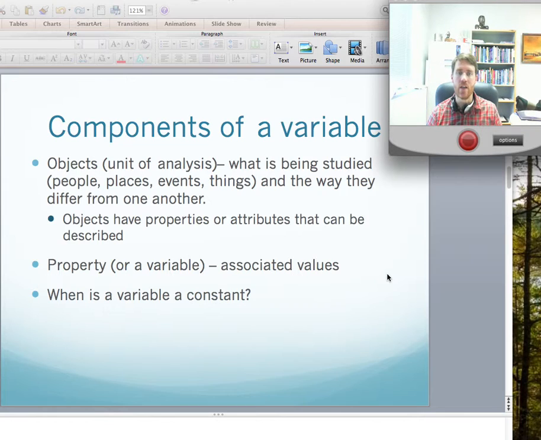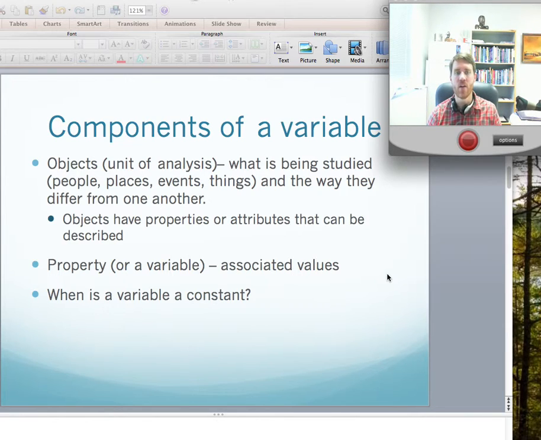So if we say a DIBEL score of a student, that is a property of that student, describing that student. The DIBEL score is an associated value. An SES status, socioeconomic status, is also a property of that student. And there are categories within those properties that help us identify high SES, low SES, blue eyes, brown eyes.